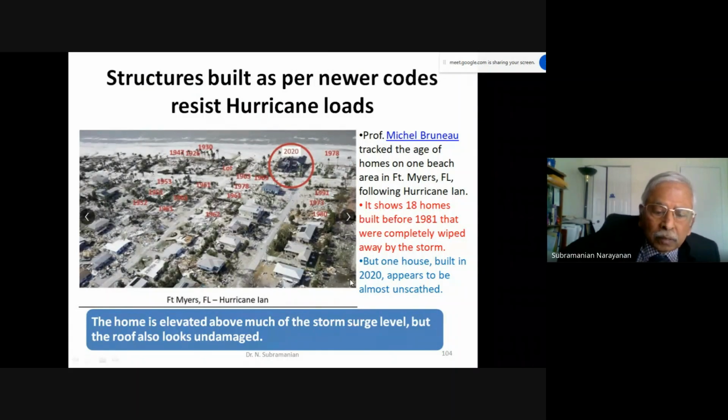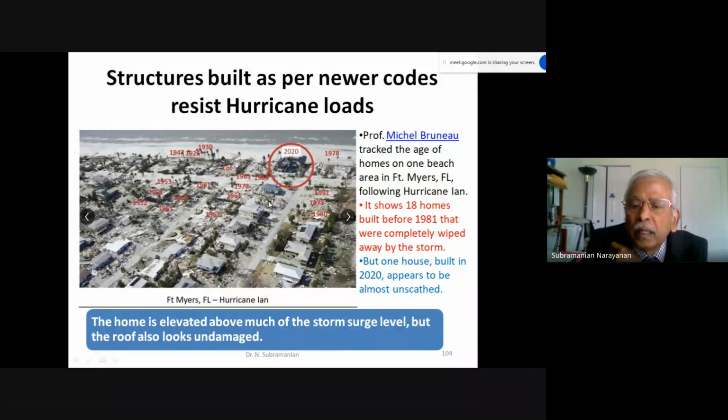And this shows another hurricane failure in Fort Myers, Florida, following Hurricane Ian. Professor Bruno has tracked the age of the homes, and he found that 18 homes built before 1981 are completely collapsed, but one house built in 2020 appears to be almost unscathed.